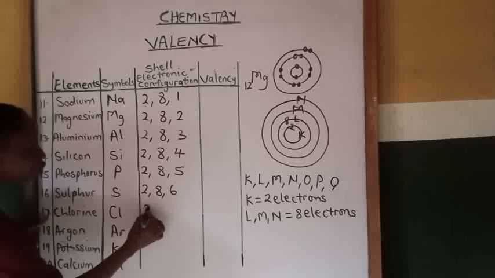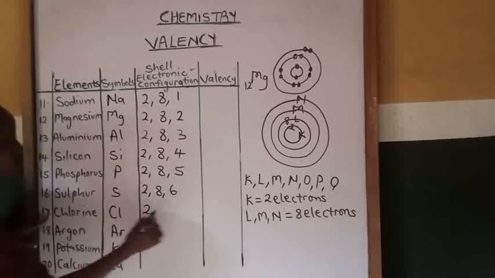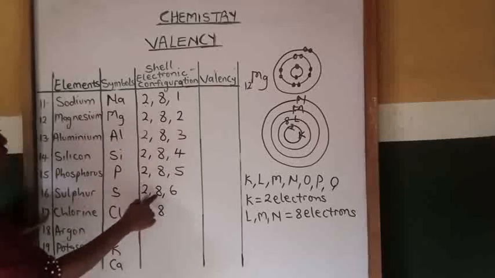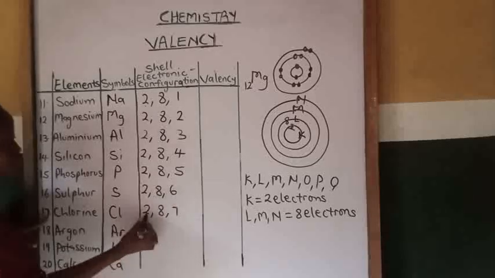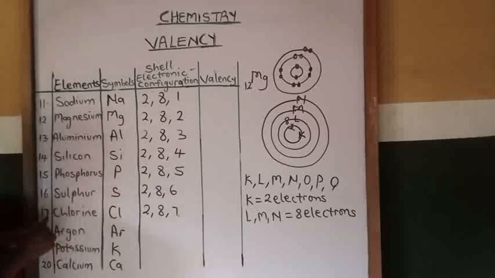The first shell will take 2. The second shell will take 8. Then we should not forget that the first shell will not take more than 8. Then the third shell will take 7. 2 plus 8 plus 7 will give us 17. Then followed by argon. Argon is number 18.